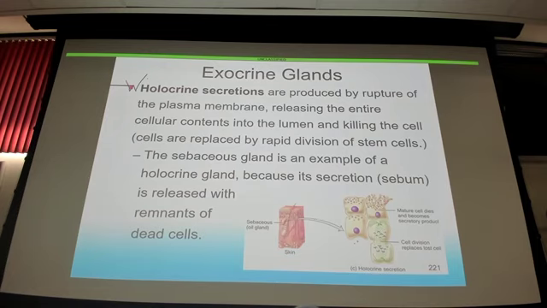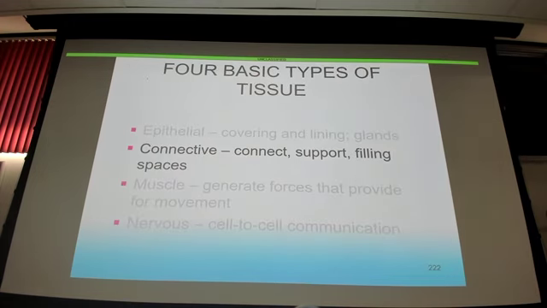So merocrine, most of the glands in the body are merocrine. They release by exocytosis. Nothing happens to the cell. Apocrine glands release by breaking off or pinching off, or what they call budding off, part of the membrane. And then holocrine glands, the whole cell dies. All right, let's take a break, and then we'll do the rest of it.